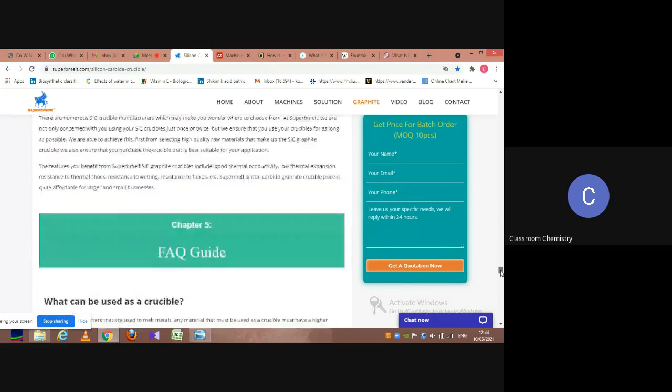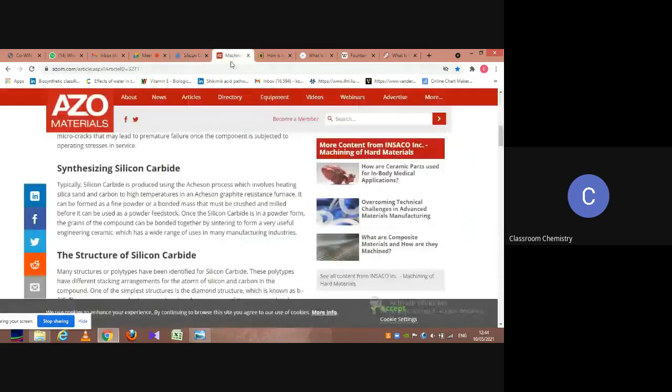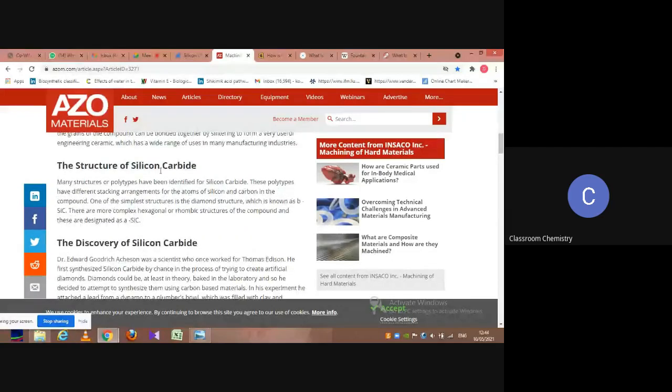Okay, so this is not important. Now I have one site. As I told you, synthesizing silicon carbide is called the HSN process. Okay, so it is here. So this silicon carbide is produced using the HSN process, which involves heating silicon sand and carbon to a high temperature. Okay, so here you can see how this process is done. And now the next part is the structure of silicon carbide. Now, what is the structure of the material from which we made the crucible?